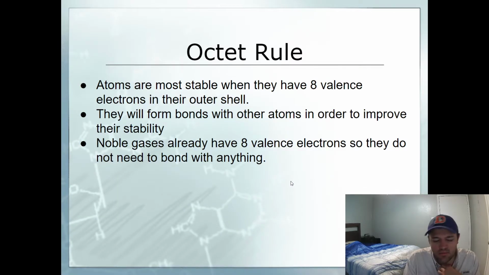All right, but whether it's ionic or covalent, pretty much all chemical bonds want to follow what's called the octet rule, which is that atoms are most stable when they have 8 valence electrons in their outer shell, and they will make bonds with other atoms, either ionic or covalent, in order to get to that state and improve their stability. The noble gases are the exceptions because they already have 8 valence electrons, so they don't need to bond with anything. They're non-reactive. That's why they were named the noble gases, because they hold themselves apart from everything else.